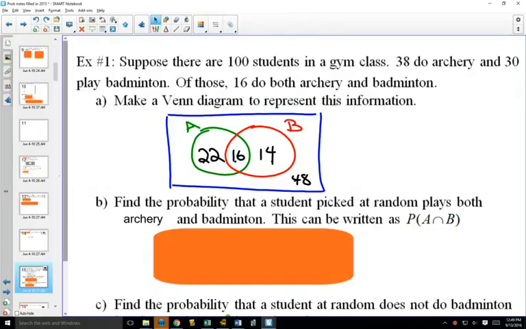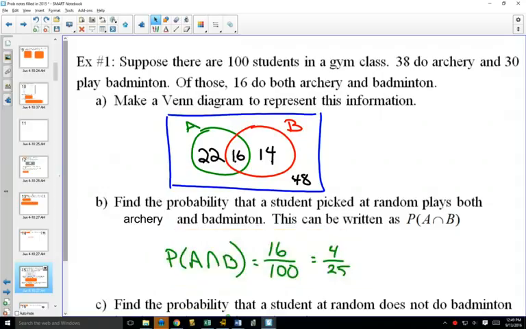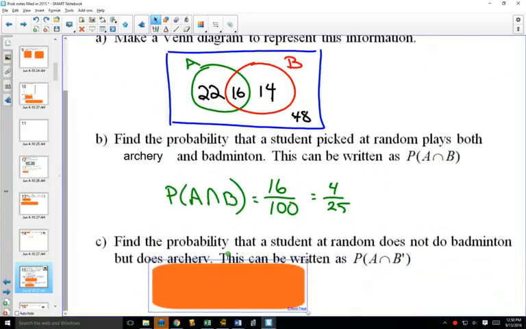So now if we wanted to find the probability that they play both archery and badminton, well, we wouldn't have needed our Venn diagram because it was given in the question to begin with. But we get that 16 out of 100. So part B could have been answered without drawing our Venn diagram. But as we get into more information, like in part C, find the probability that a student at random does not do badminton but does archery. And that can be written as we're looking for the probability where A and not B intersect.